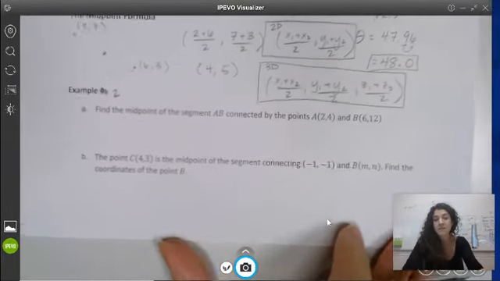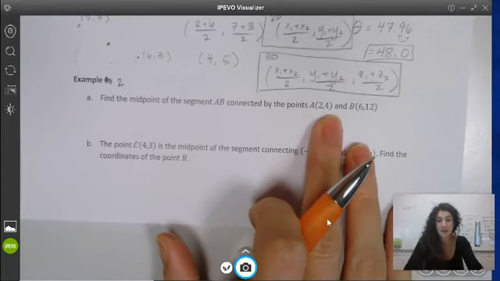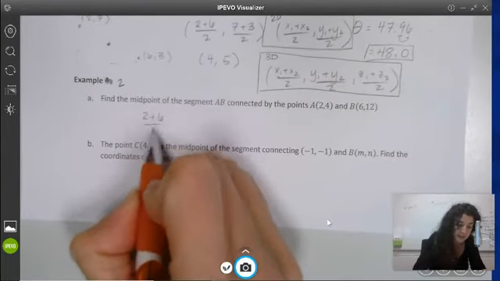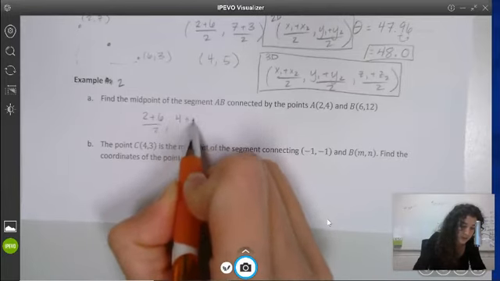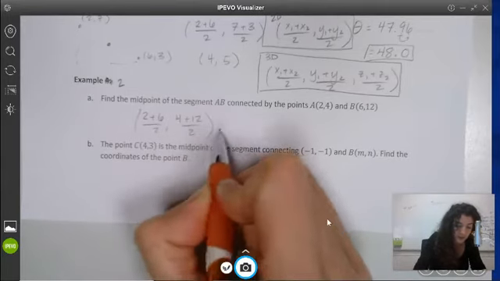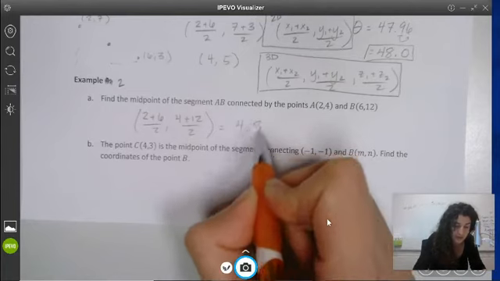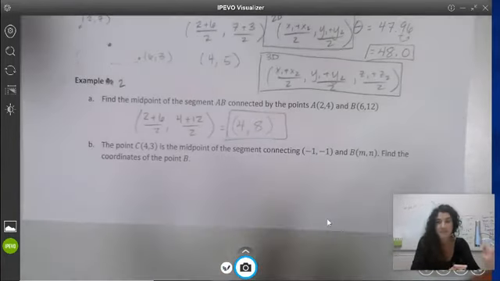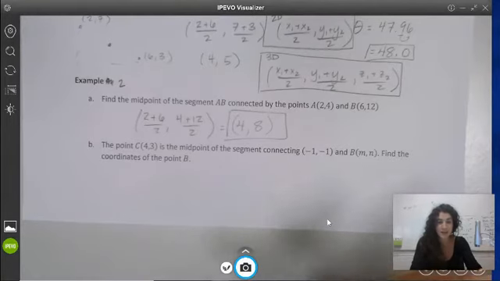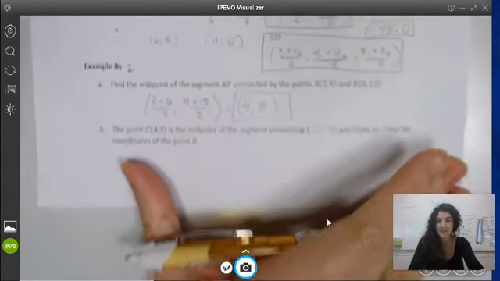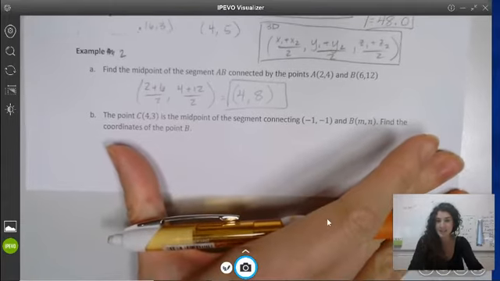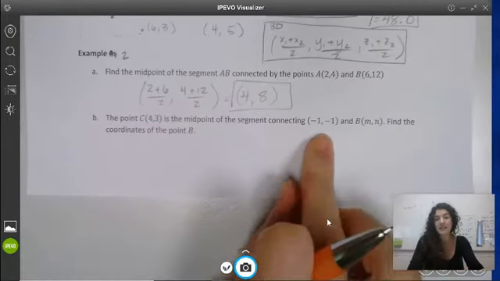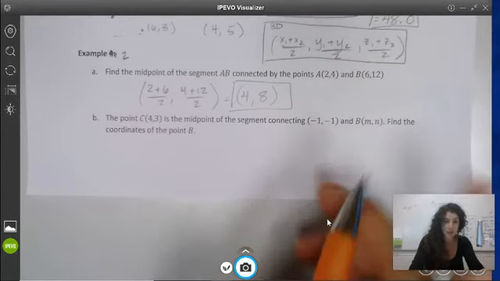Okay, so let's practice it. Find the midpoint that connects these 2 points. So I'm just finding the average. The midpoint would be (2 plus 6) divided by 2, (4 plus 12) divided by 2, which gives us (4, 8). And that is our point. Really straightforward, pretty easy. I would say this is probably one of the easiest things that we do in this class.